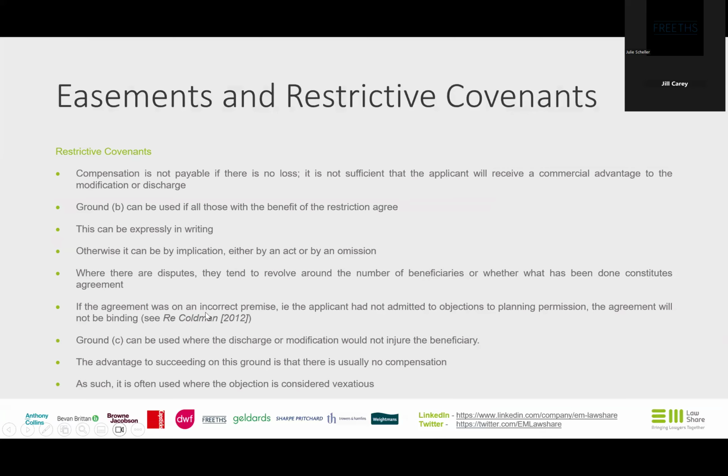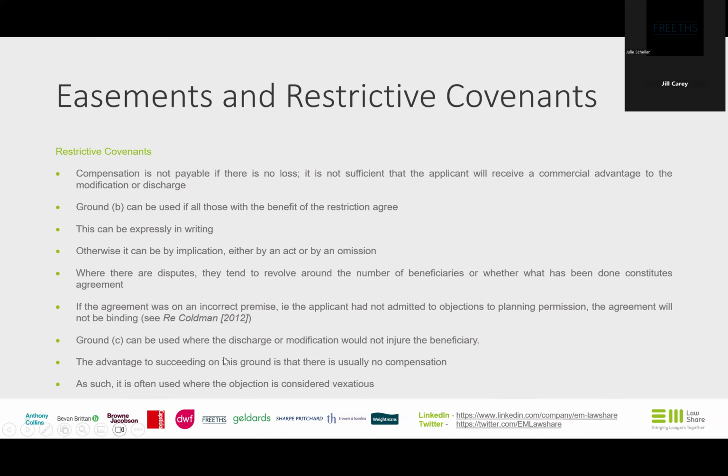Ground B is much less common as a litigation point because obviously if people agree, there isn't usually a dispute, but it can be tricky if there are lots of beneficiaries or if you're trying to argue that consent has been given and the beneficiary says, no, it wasn't. Where there's been a bit of shady action, for example, saying there were no objections to planning permission when actually there have been objections, then obviously the agreement would not be binding for ground B.